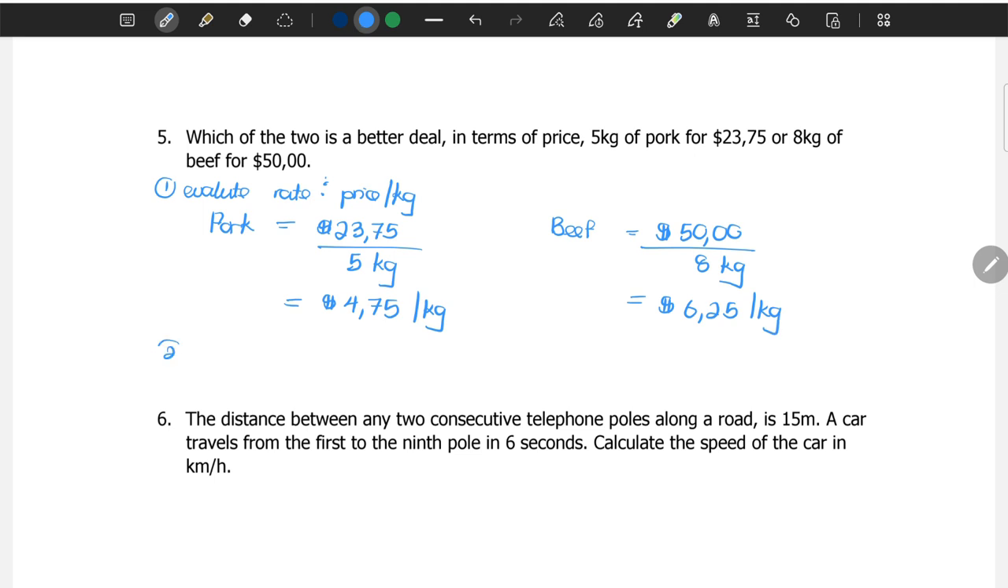And then the second step is to compare the prices per kg, right? Because a kg is a standard measurement. The price is per kg. So we have $4.75 versus $6.25. And we can see that pork is cheaper. So therefore pork is a better deal.